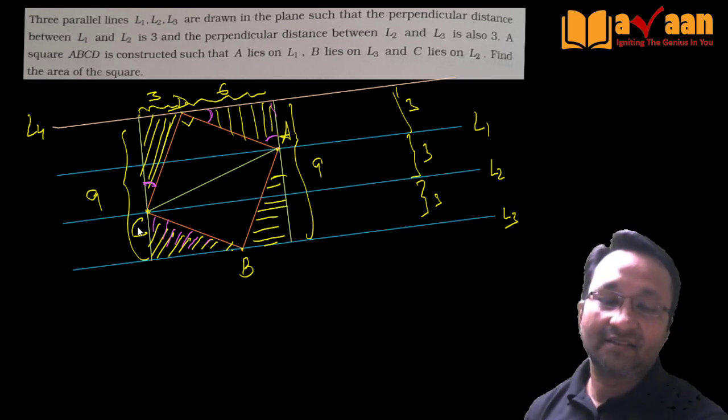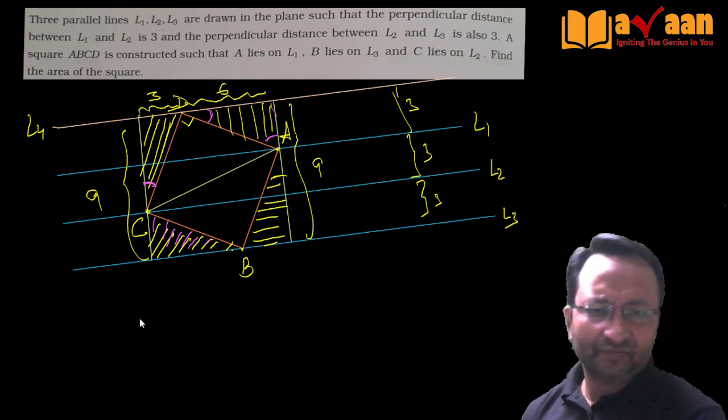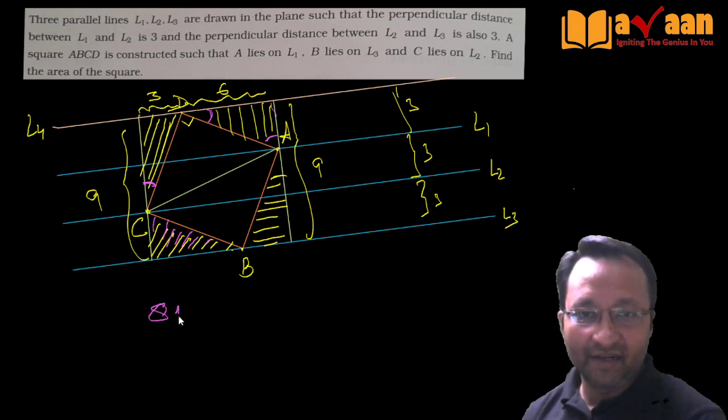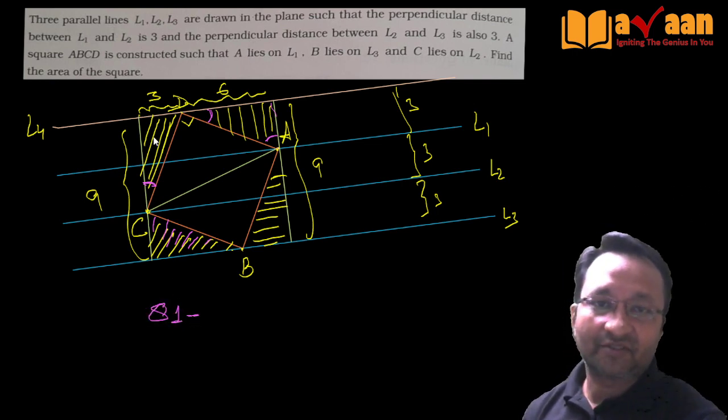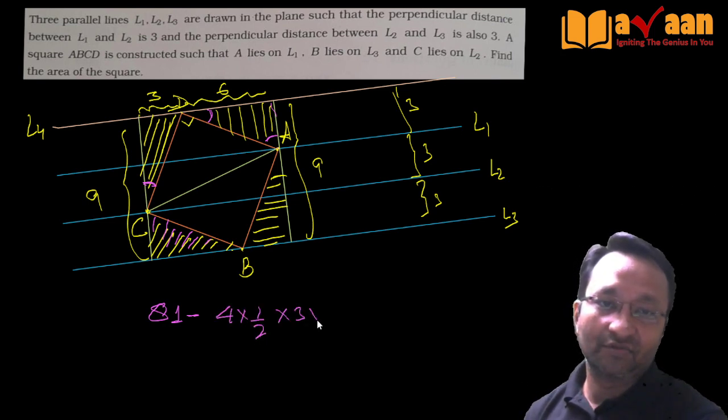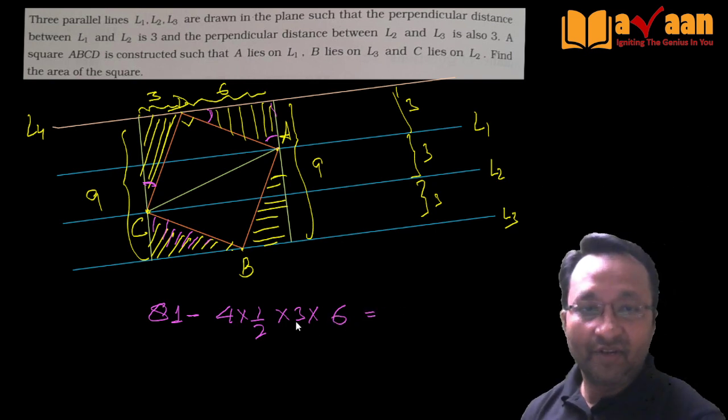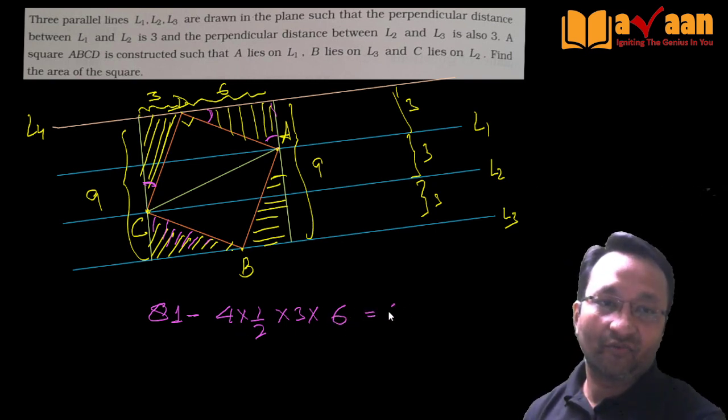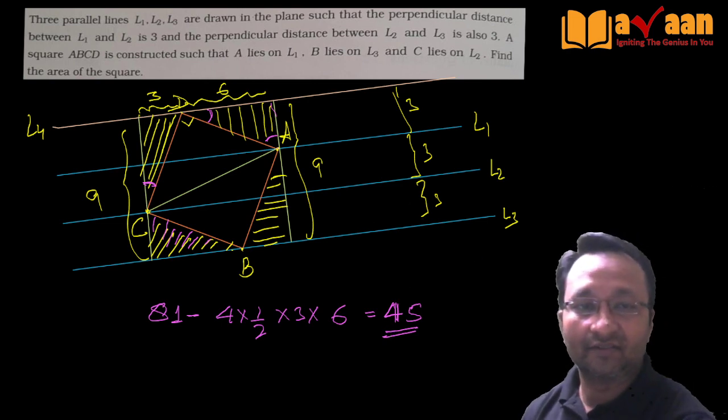So we realize that we have a square of dimension 9, which gives me an area 81. If I subtract the area of these four triangles, which is 4 times half into 3 into 6, I get my final area, which is nothing but 45 as the final answer. So we don't involve any sine theta, cos theta and trigonometry in this, and still get the answer directly.